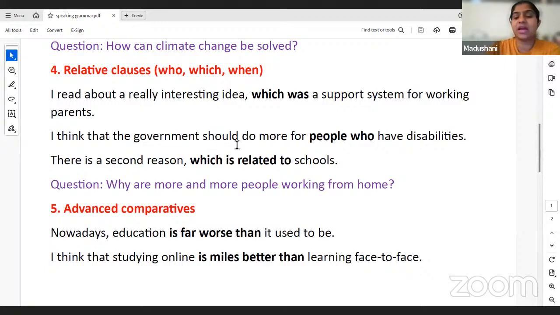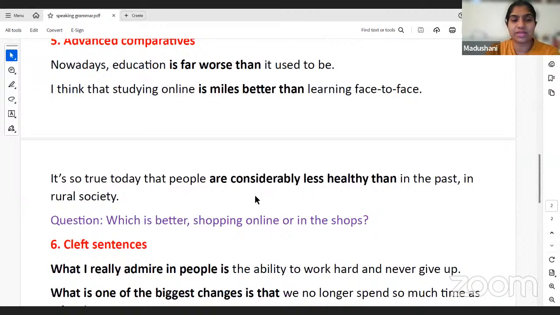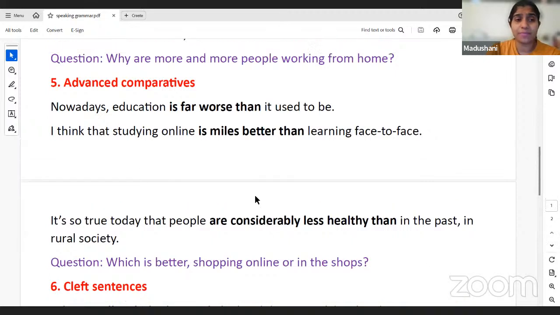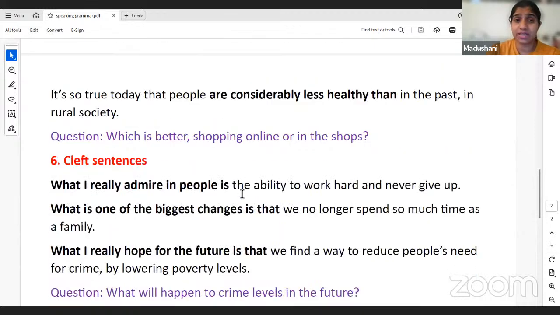Alright? So these are advanced comparatives. And yeah, that's one more example. It's so true today that people are considerably less healthy than in the past in rural society. So, all right. Yeah. The other thing is cleft sentences. Have you ever heard about cleft sentences?